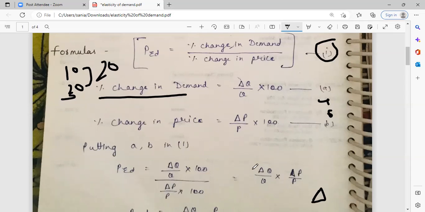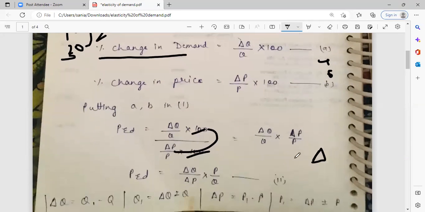Okay. So in return, what you got, this 100 got cancelled, right? This delta P and P will come up. When they come up, first there will be delta P divided by P. Clear? Getting the point? Now it will be a cross multiplication. So delta Q will come here, delta P, this will come here, and this will come. This will go up. So it is P divided by Q, and this is what. Clear? And when you put the value, you will get this.